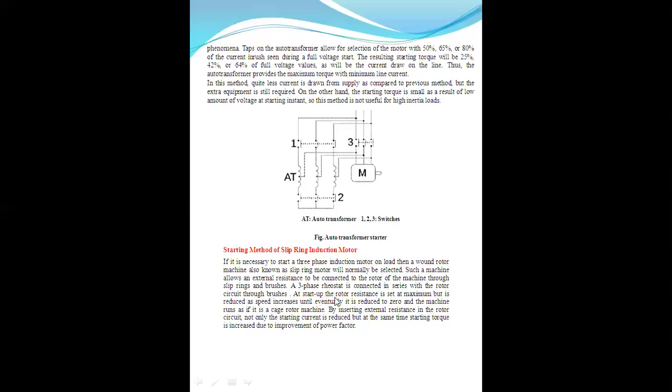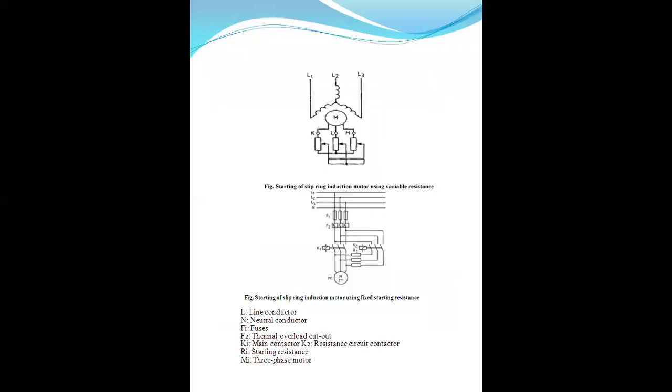At startup, the rotor resistance is set at a maximum, but it reduces as speed increases until eventually it is reduced to zero, and the machine runs as if it is a cage rotor machine. By inserting external resistance in the rotor circuit, not only is the starting current reduced, but at the same time the starting torque is increased due to improvement of power factor.